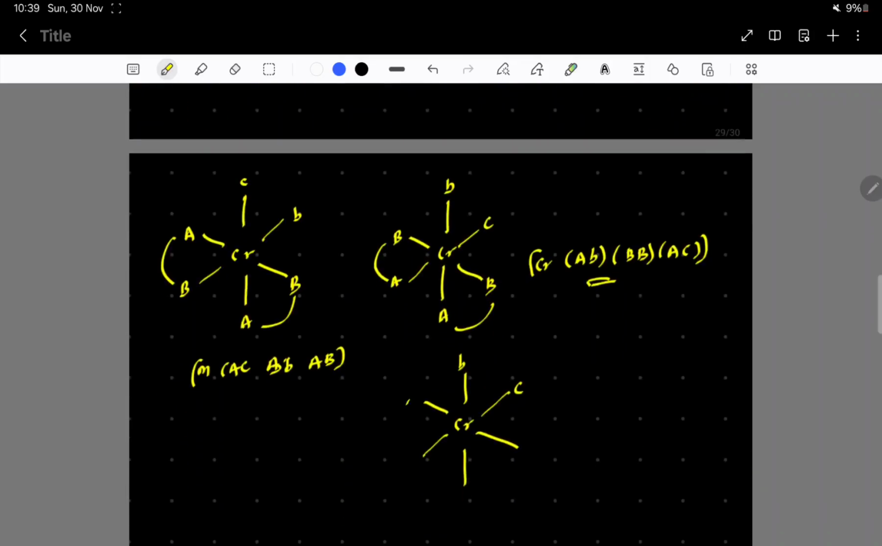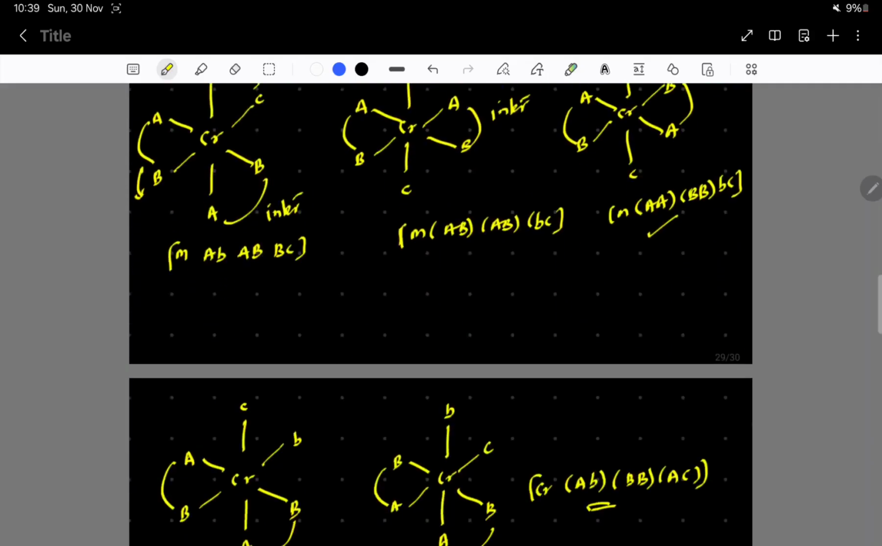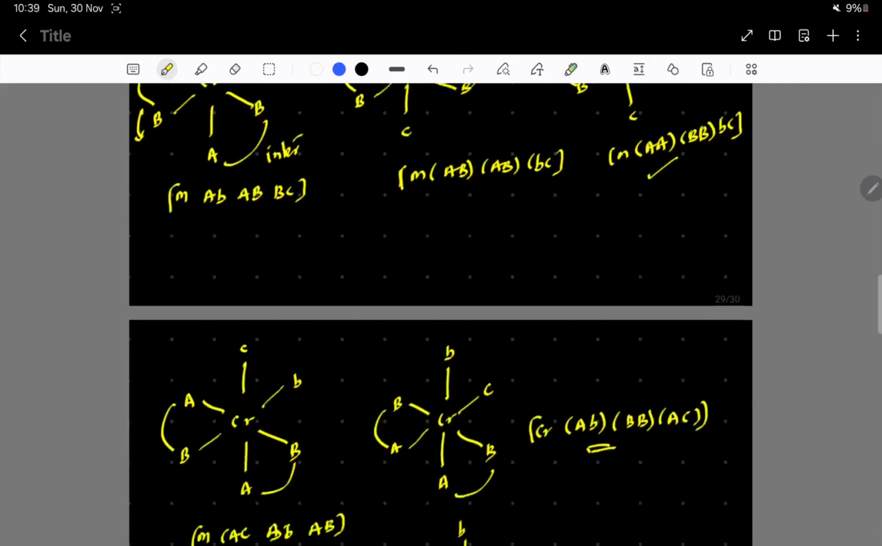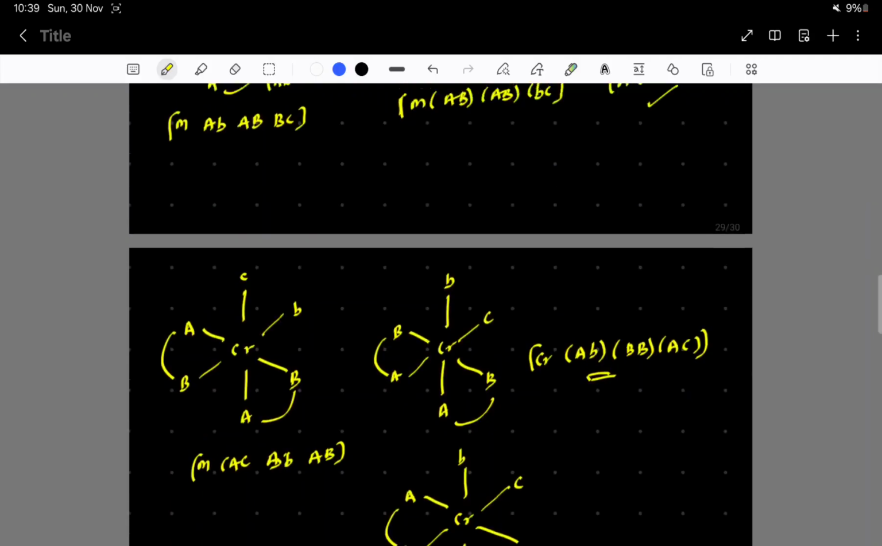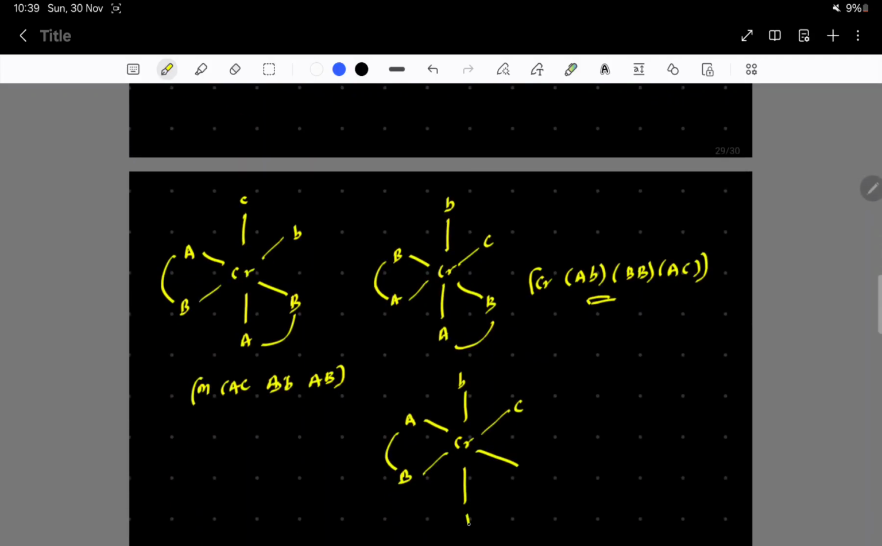So I will keep AB as it is. One second, student. Right, AB as it is. Now I will change this, this will be BA. Now we will write the combination.